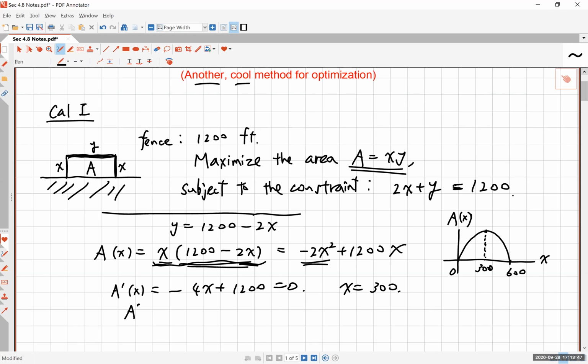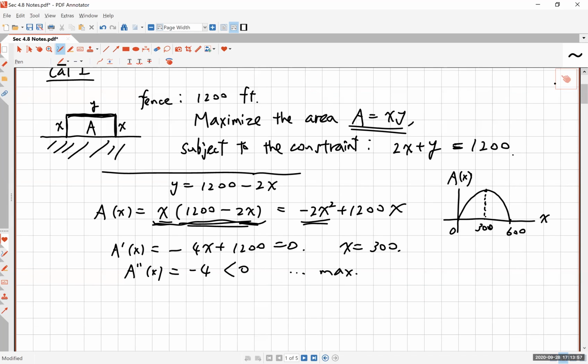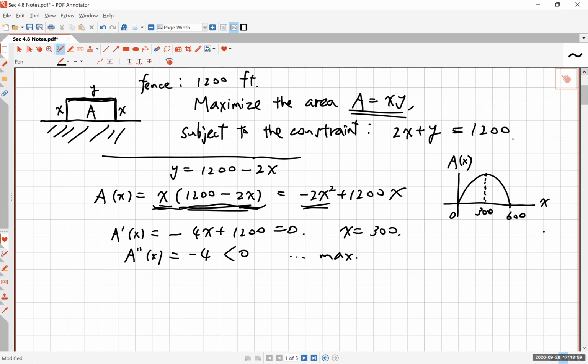The second derivative is negative, and therefore it must be a local maximum, in this case the global maximum, with or without the fact that x has to be between 0 and 600.